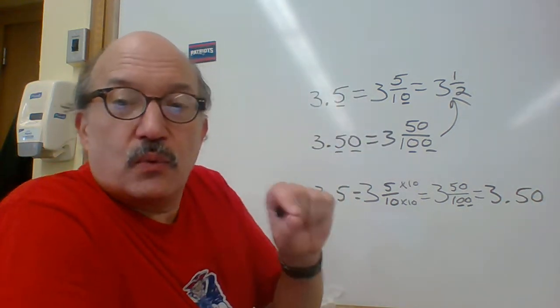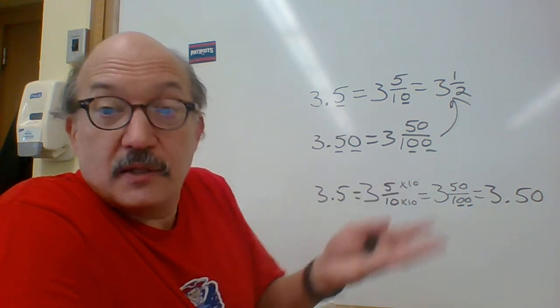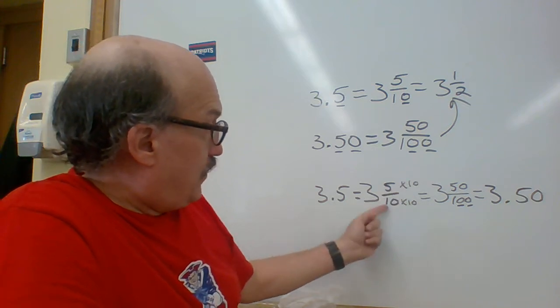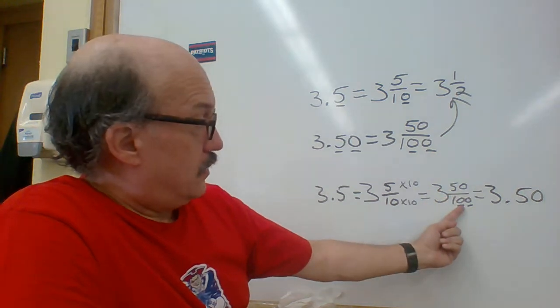In other words, the reason we can tack on zeros to the end of decimal numbers is because of equivalent fractions, because we multiplied the top and bottom of the 5/10 here by 10, and we know that when we do that, we get an equivalent fraction.